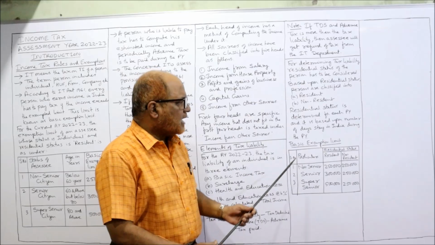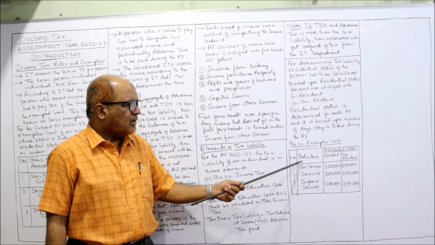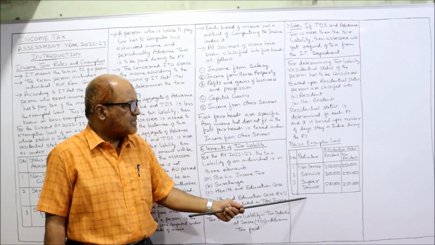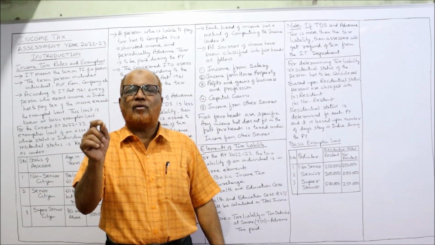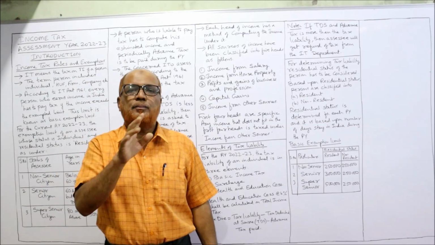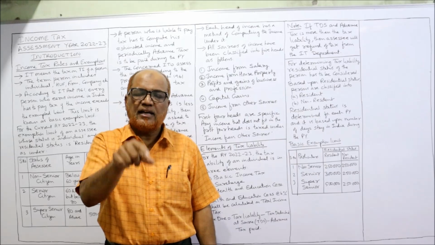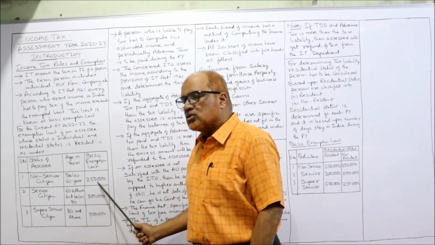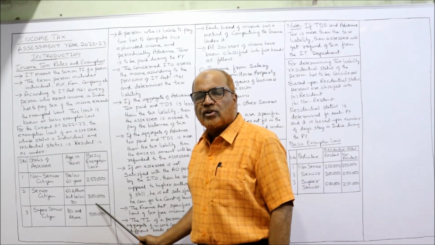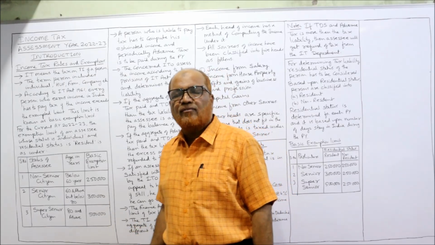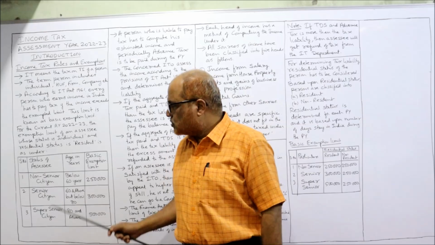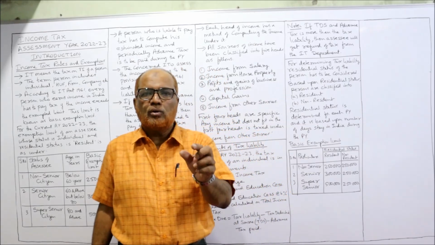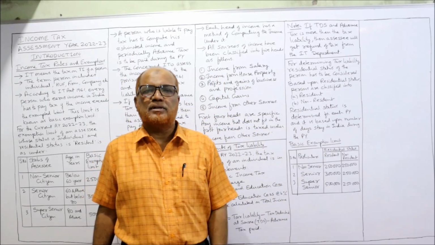Now, basic exemption limit. Particulars: non-senior, senior and super senior. Basic exemption limit for a resident person, resident in India. In that case, the basic exemption limit is 2,50,000 for non-senior, 3 lakh for senior and 5 lakh for super senior. So these rules will be applied to a resident person.